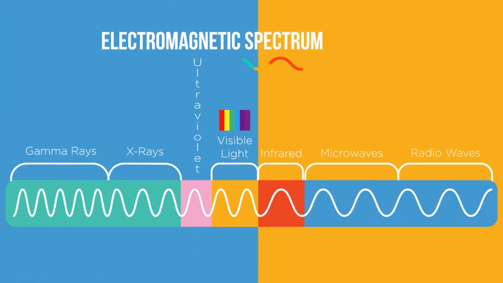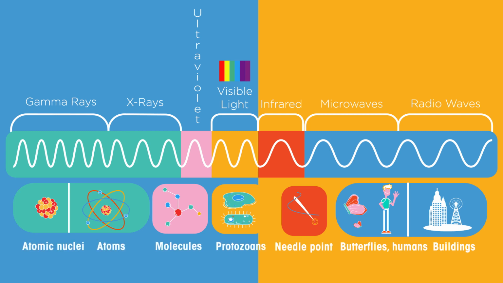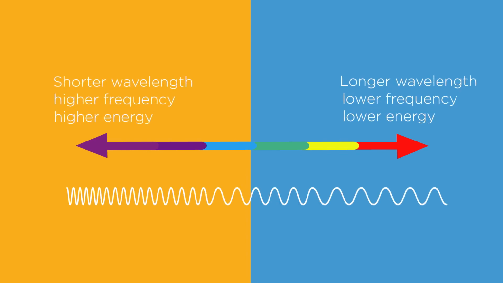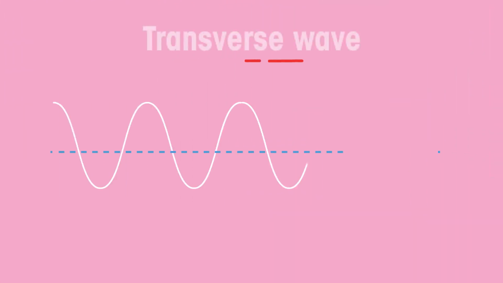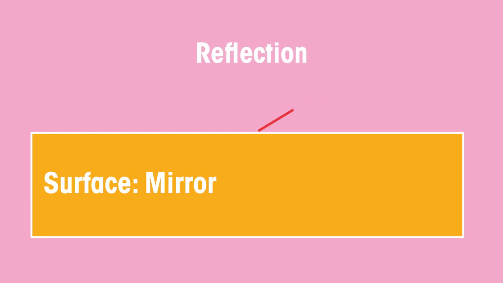Why can you see your reflection in some objects? In this video, we will look at ray diagrams for reflection, refraction, and colour absorption. Visible light is part of the electromagnetic spectrum. Light is a transverse wave and travels in straight lines. When light hits an object, it can be reflected, refracted, or absorbed.